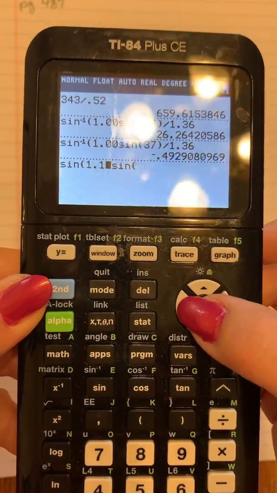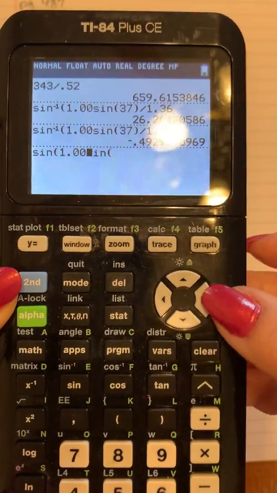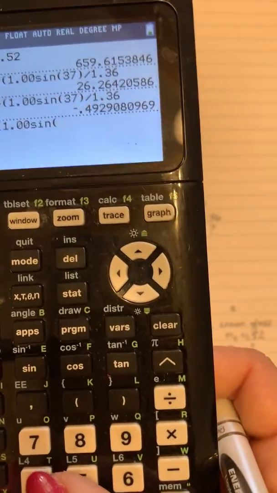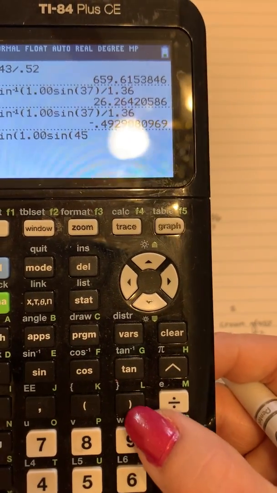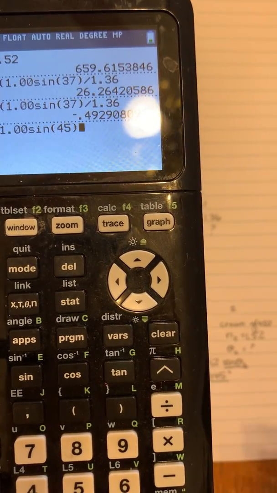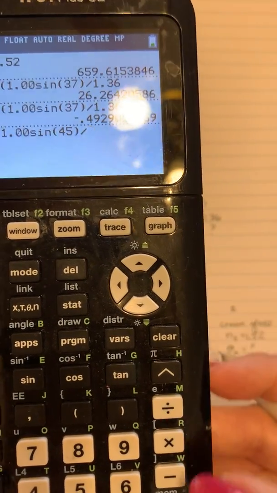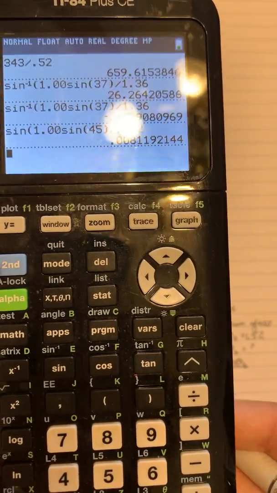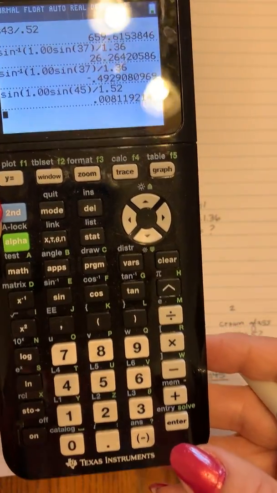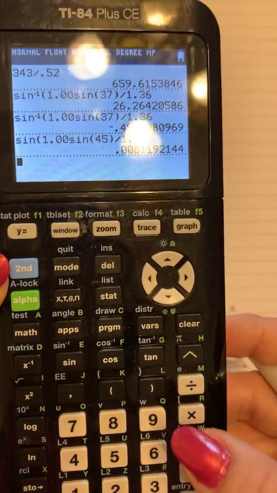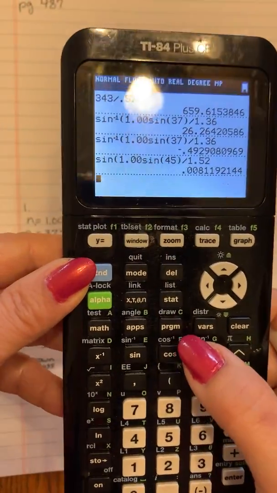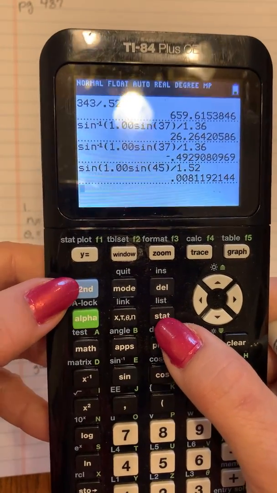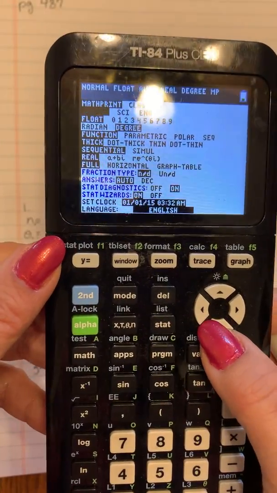Oops, I put 1.11, didn't I? 1.00, sine 45. Don't forget that has to end. You have to put that there, otherwise the order of operations is just completely screwed up. Divided by 1.52. Okay, so that tells me maybe I did not correct that. That does not look like it's right. So I'm going to go to mode again and see if I changed it. I did change it.